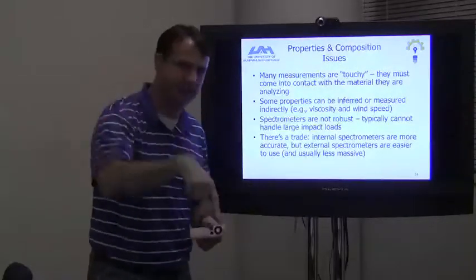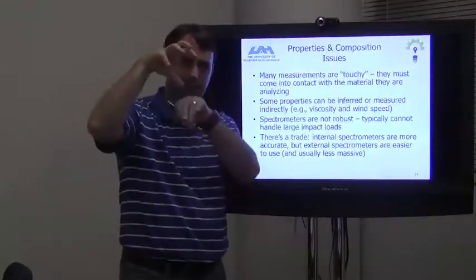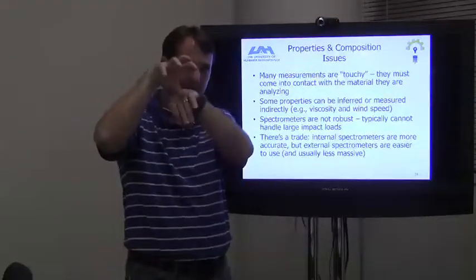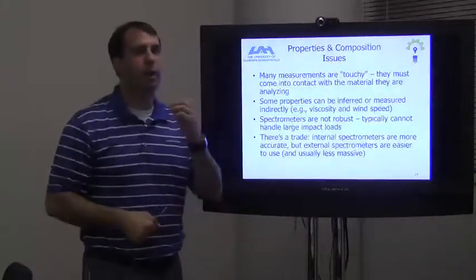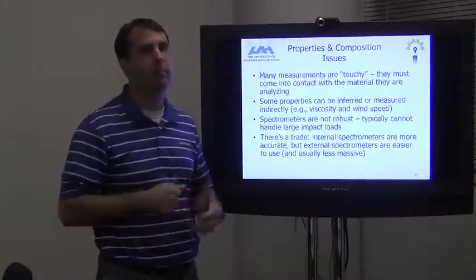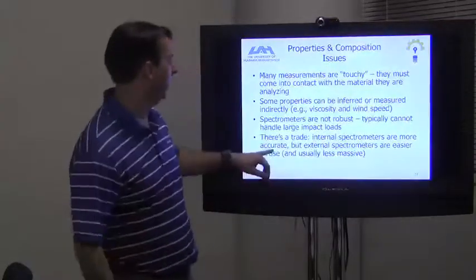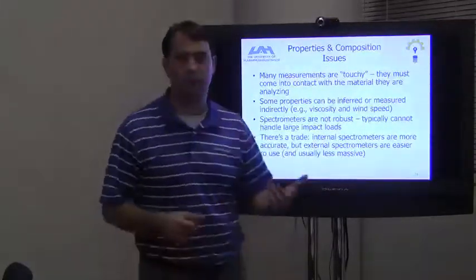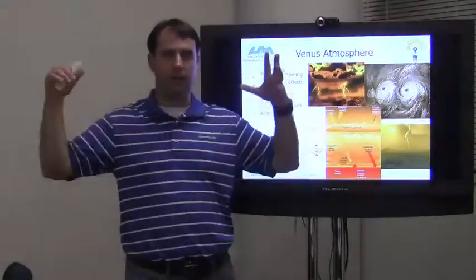There's a laser that has to hit something, and then there's a camera or a sensor that has to see this thing. If it has an impact, they can go like wonk, and you'll never see anything. So they're not robust. They're not made to put up with an impact. And there's a trade: internal spectrometers are more accurate, but external spectrometers are easier to use and usually less massive, as I said before. Okay, so we did that.